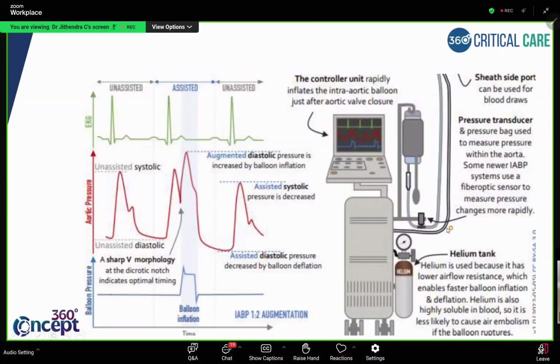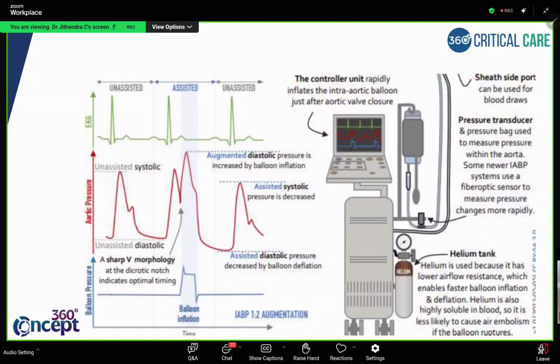Now, coming to the helium tank. The commonly used gas is helium. What are other gases you can use for IABP inflation? They may also ask you questions on why helium. Helium we know is a less viscous gas. Because it is less viscous, it can easily inflate and deflate. Say somebody's heart rate is 100, so within less than a second it should inflate and deflate. That happens fast only when the gas is less dense. So that is one of the reasons why helium is used.